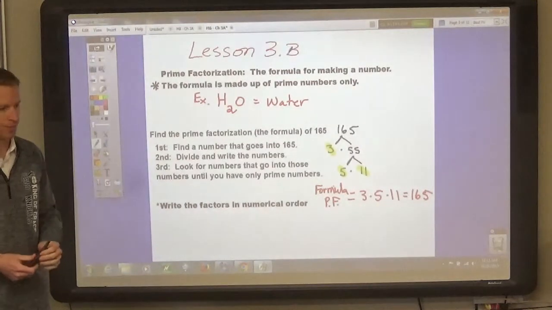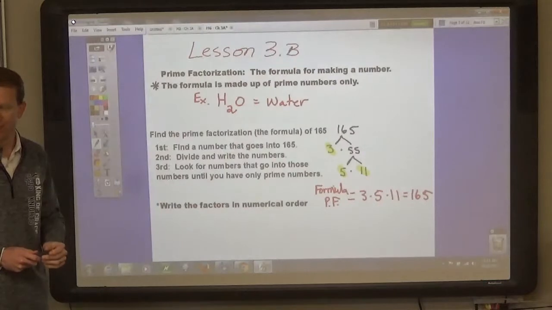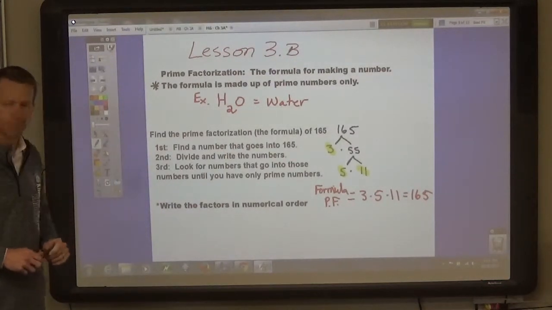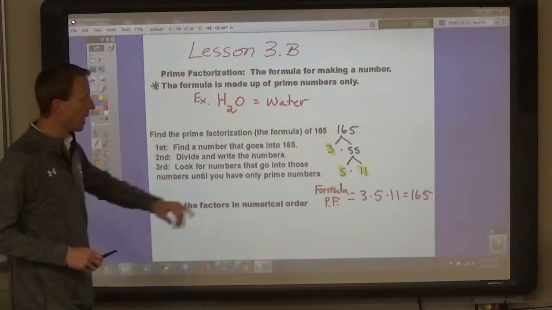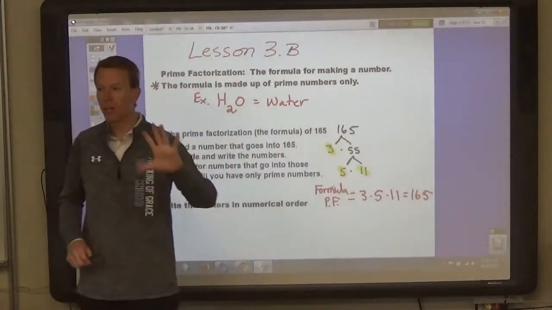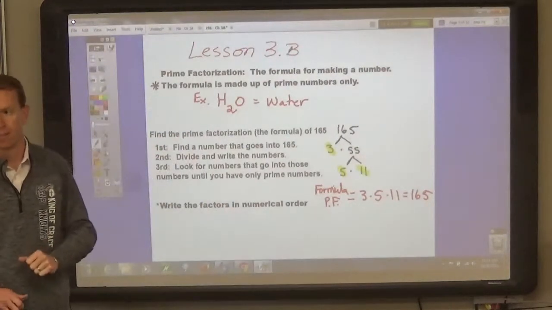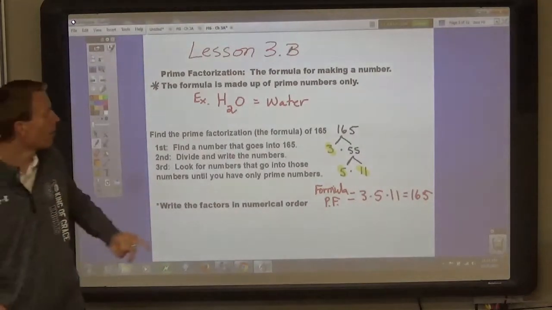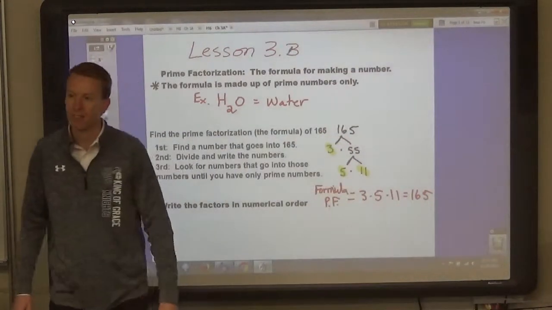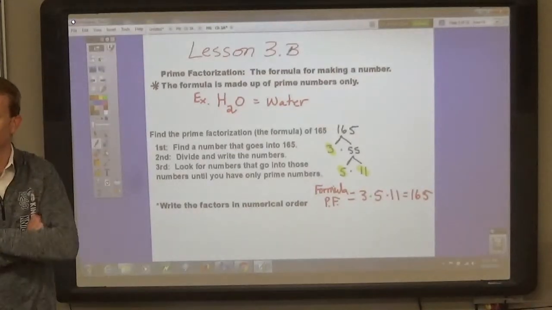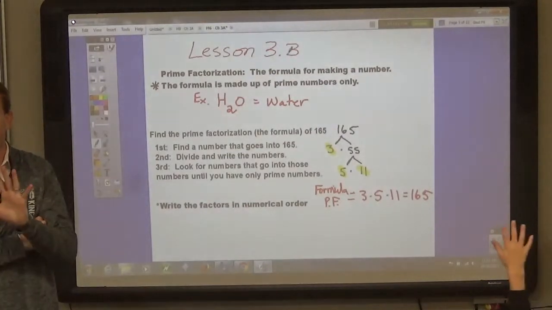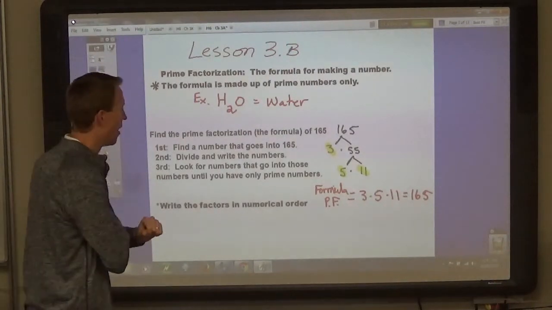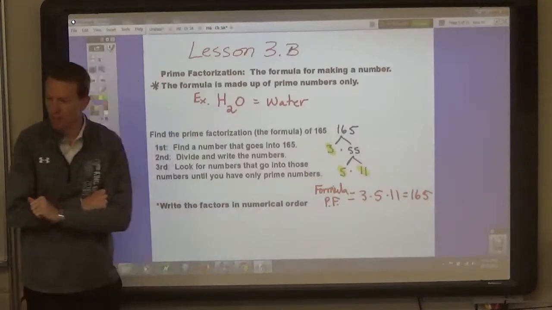How do you know? Roy? Because of the last digit. The last digit is a 5, so we know what number goes into it. What number goes into 165? It ends in a 5, so 5 goes into it, right? 5 goes into 165. How about if we add the digits?